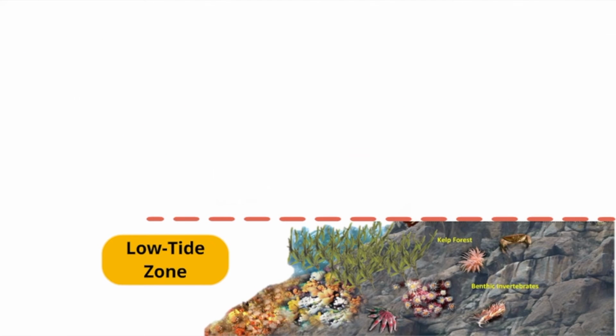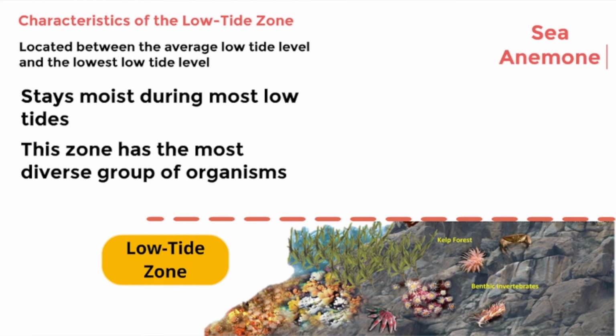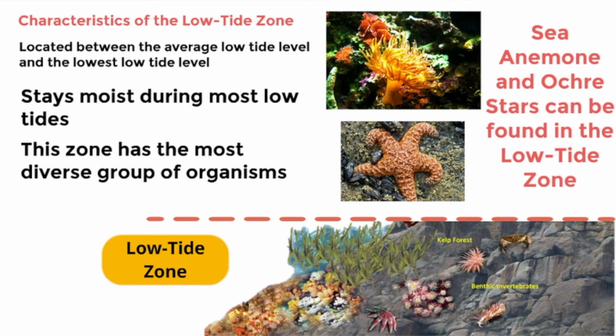The low tide zone is located between the average low tide mark and the low tide mark. It stays moist during most low tides. This zone contains the most diverse group of organisms. Sea anemone and ochre stars can be found in the low tide zone.